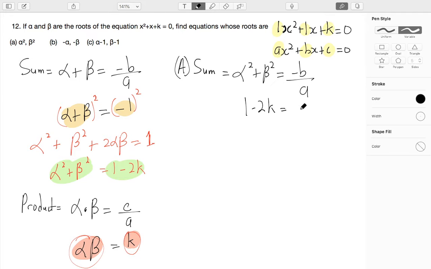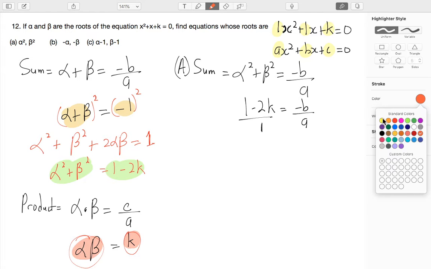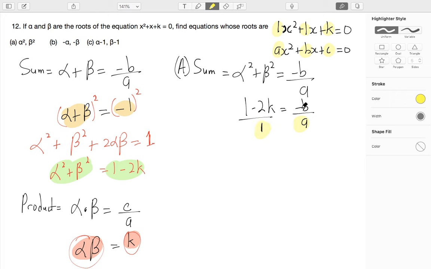And that's equal to negative b over a. Now, this isn't a fraction, but we can write it as a fraction. We can write it as 1 minus 2k over 1. And therefore, we would then say that a is 1, and negative b is 1 minus 2k, which would mean b is the negative of this thing. Okay? So we'll get back to that in a second.